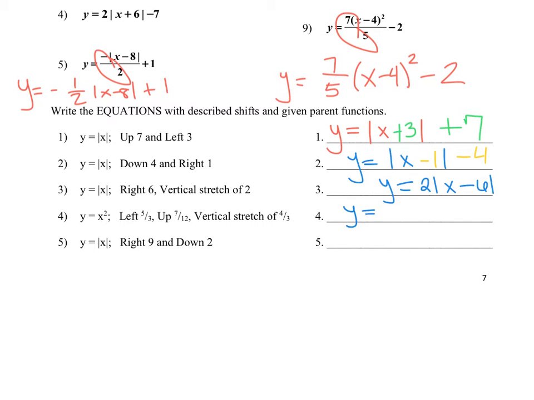Next one is a quadratic because of the x squared. So I'm going to make my parentheses and a squared. It says left 5/3, so that means I'm going to do x, left is positive 5/3 on the inside, and then up 7/12, so +7/12, and a vertical stretch of 4/3, so I'll multiply by 4/3 on the outside. The last one is an absolute value. I'm going right 9 units, which is x minus 9 on the inside, and down 2, so subtract that 2.